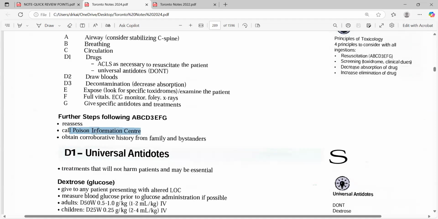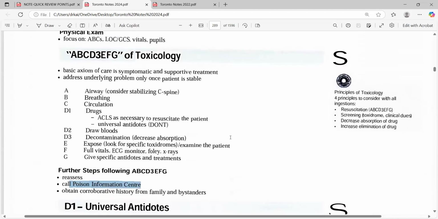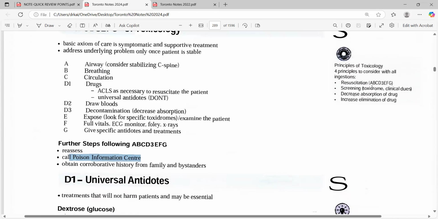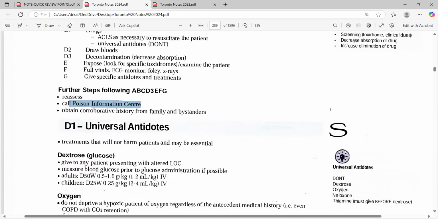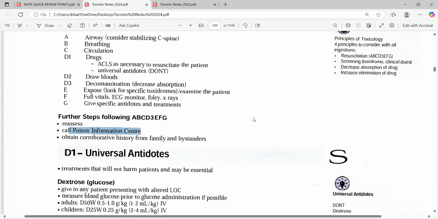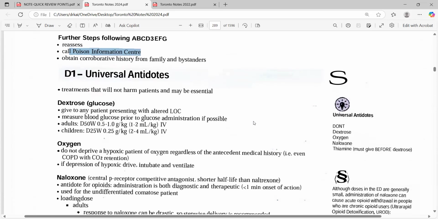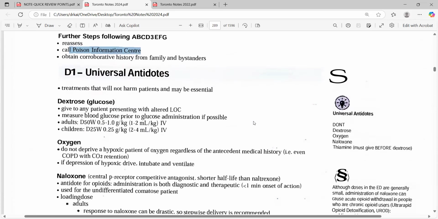So, reporting. Obtain collateral history from family and bystanders. What are the principles? Resuscitation, screening, the clinical doses, then decrease the absorption of the drug and increase the elimination of the drug. First thing first is basically resuscitation. Then these are the universal antidotes: DONT, dextrose, oxygen, naloxone, thiamine.